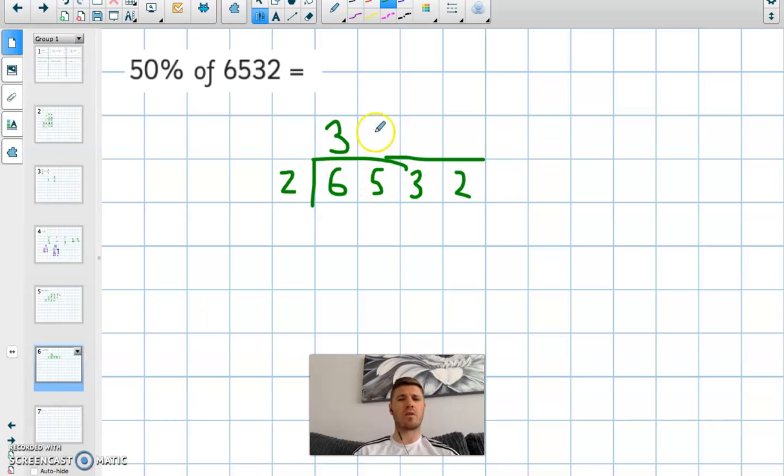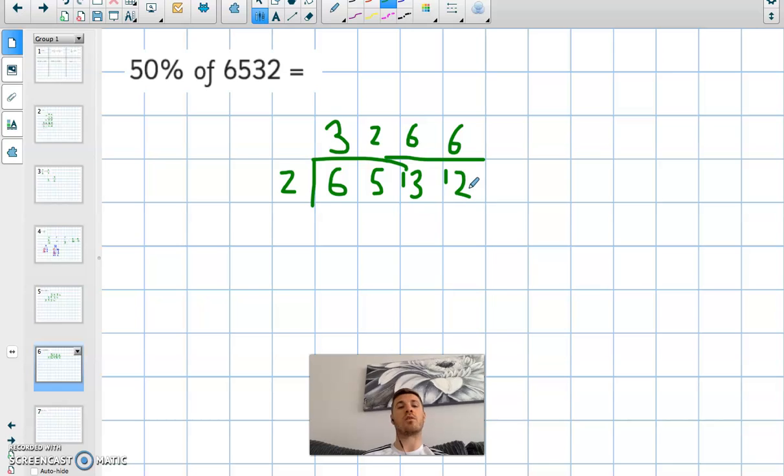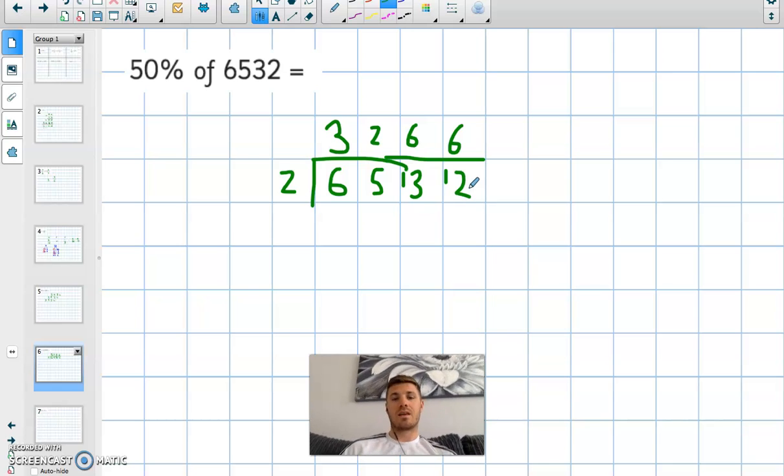How many 2's go into 5? There are 2 with a remainder 1. How many 2's go into 13? Well, there are 6 and the remainder 1. How many 2's are in 12? Well, we know there are 6 without a remainder, so 3,266 is your answer.